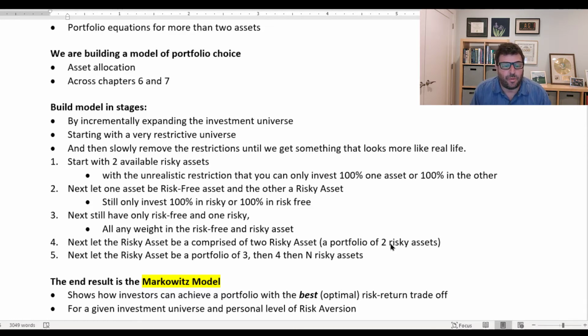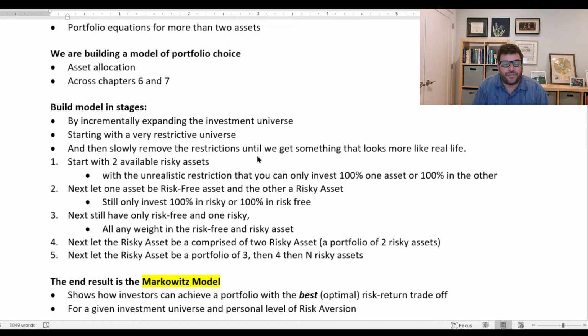But to get there, we're going to build this model in stages. We're going to start with a very narrow, very restrictive investment universe and a very simple model of what an investor looks like. Then we're going to slowly remove these restrictions until we get something that looks a lot more like real life. So we'll start with 2 available risky assets with the unrealistic restriction that you can only invest 100% in one asset or 100% in the other.